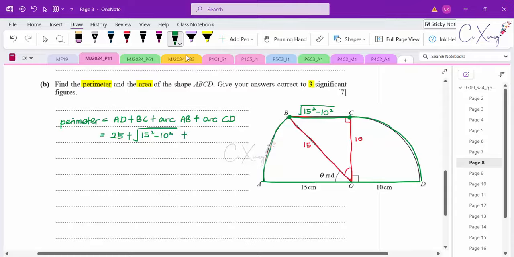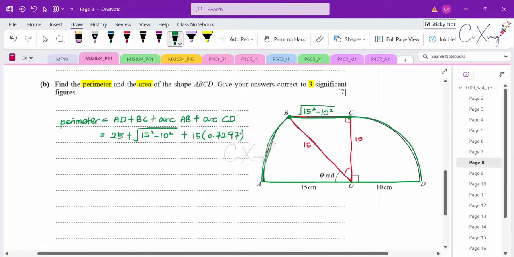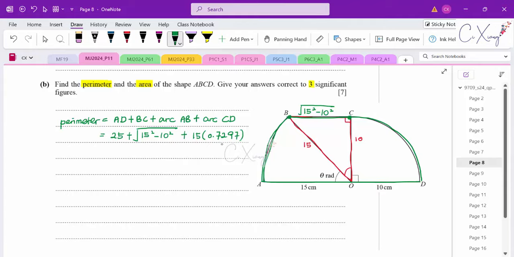How to find the arc AB? So the arc AB, I have to use r theta. r is 15. Theta will be 0.7297, which is the answer that we found in the first part. Okay, because for this question, they already asked us to prove that theta is 0.7297, right? That means for the calculation in any part later, you are allowed to use this particular value, 0.7297, in your calculation. Okay, so this is the arc AB.